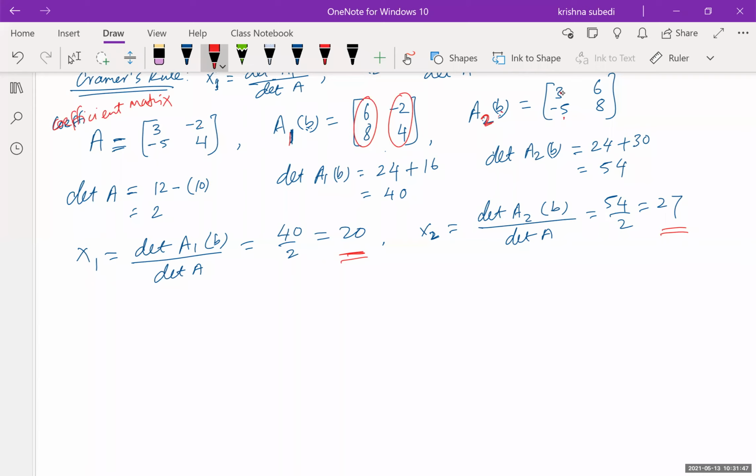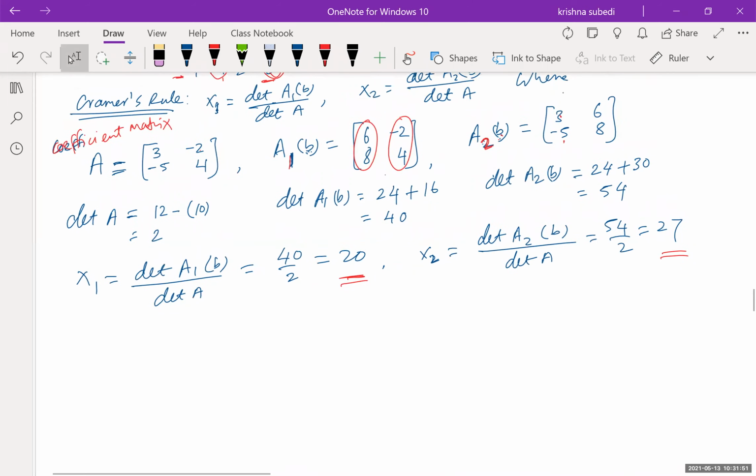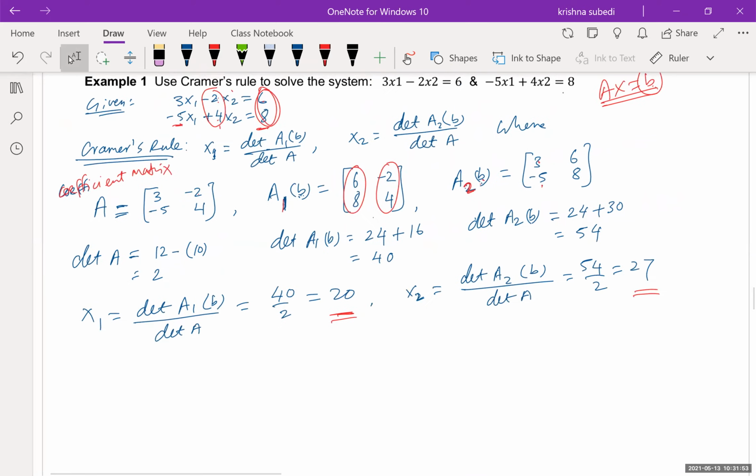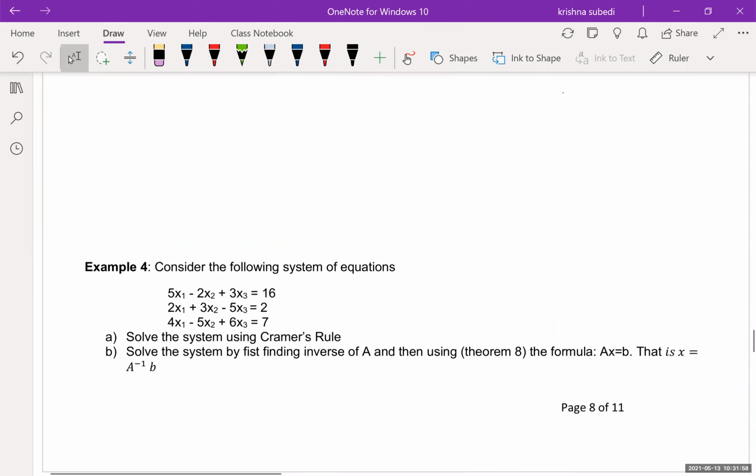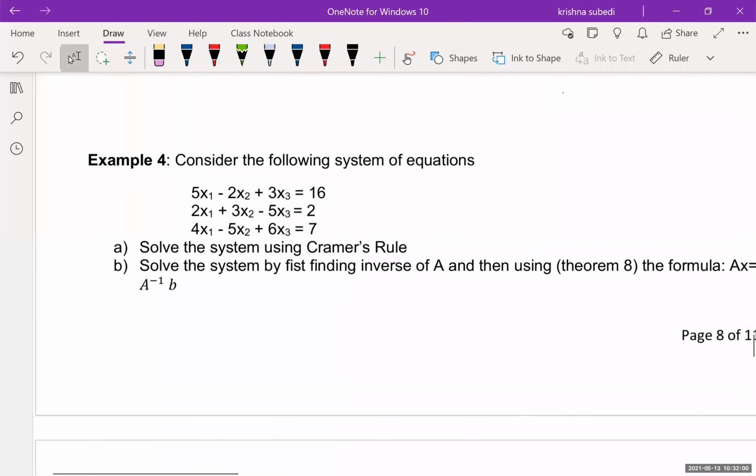And now we will try to solve a bigger system. Let's go all the way down to example 4 in your handout. So here we will solve part A. Part B, we'll do it later after a few minutes, okay? Let's try solving the system by using Cramer's rule. Let's focus our attention on part A.